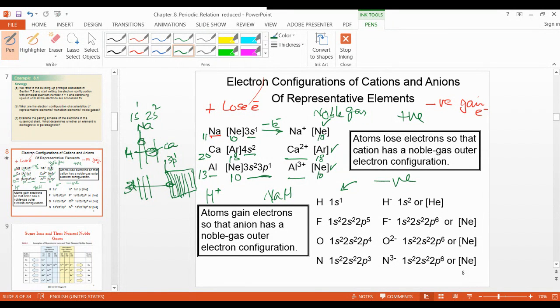So the question may be asked in a multiple choice question: which of the following compounds has H minus? So you should know that all metals having H minus, right? All non-metals, they have H plus.